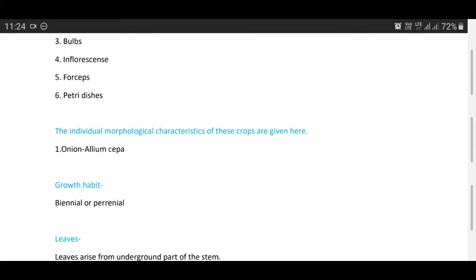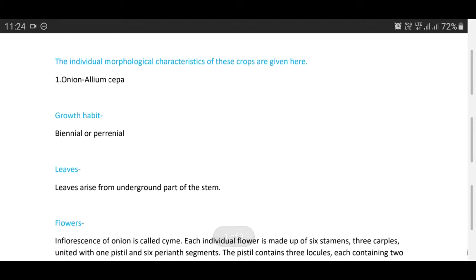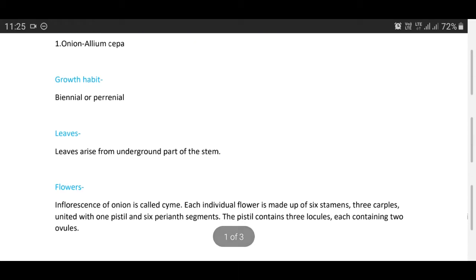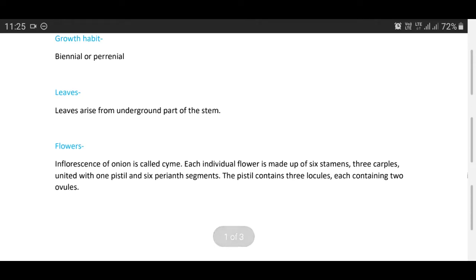Scientifically it is Allium cepa. The growth habit of onion is that it is a biennial as well as perennial in nature. Leaves arise from the underground part of the stem. The inflorescence of onion is called a cyme. Each individual flower is made up of 6 stamens, 3 carpels united with 1 pistil, and 6 perianth segments. The pistil contains 3 locules, each containing 2 ovules.